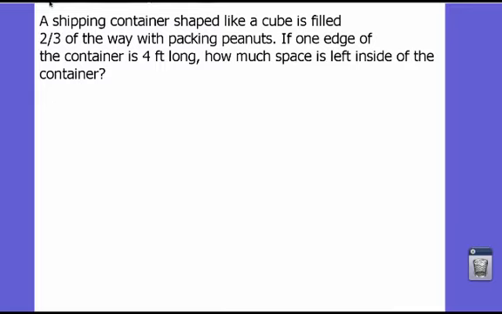So for a question like this, what we really need to figure out is what kind of shape are we talking about here? And then we just need to apply the formula. So it says the container is shaped like a cube. Okay? A cube is simply a rectangular prism where all of the sides are the same length. So now we need to think, are we talking volume or surface area? Well, a good way to figure that out, if we read the question, if one edge of the container is 4 feet long, how much space is left inside of the container? That key word right there, inside, tells us everything we need to know.